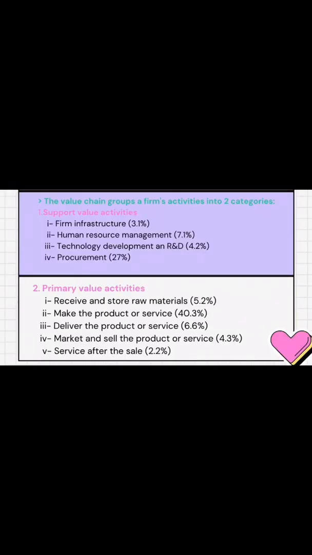The value chain groups a firm's activities into 2 categories. First, support value activities. It is firm infrastructure, human resource management, technology development and R&D, and procurement. The second one is primary value activities. It is receive and store raw materials, make the product or service, deliver the product or service, market and sell the product or service, and service after the sale.